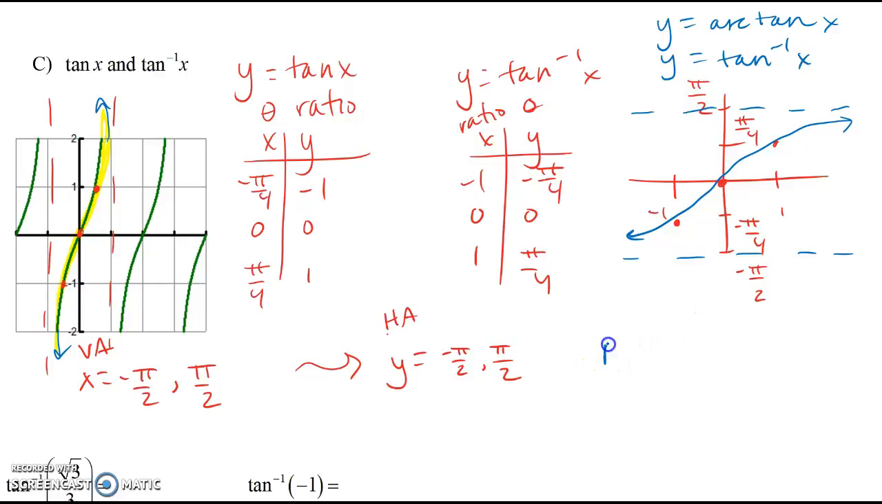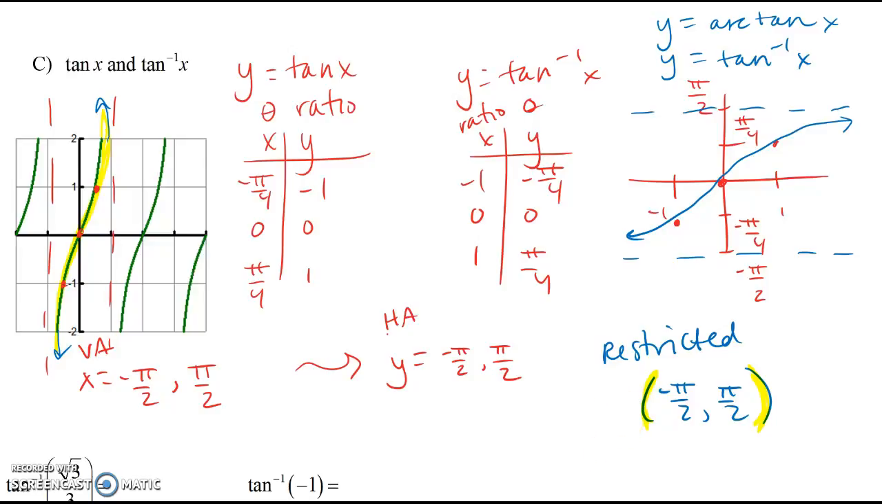So when we talk about the restricted domain for our tangent inverse graph, this domain is going to be negative pi halves to pi halves. And here, notice that we have parentheses, not brackets. And we see these parentheses because we have asymptotes at negative pi halves and pi halves. Just like how those values were asymptotes before, they still are now.